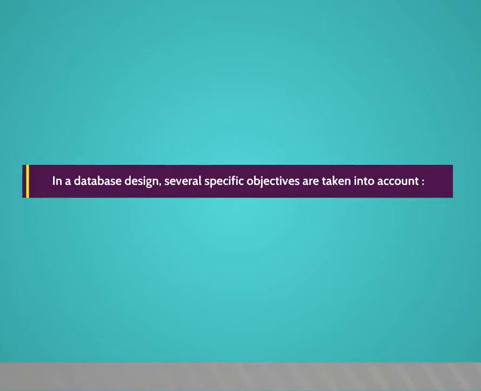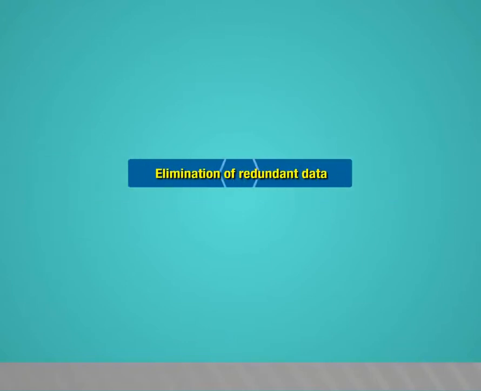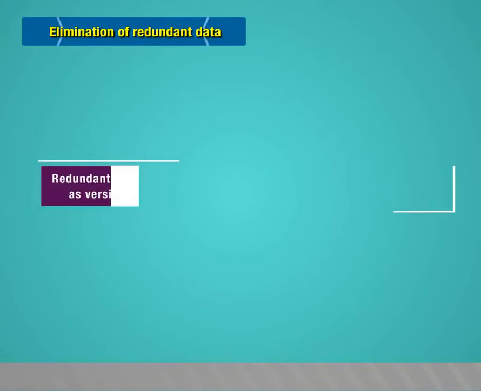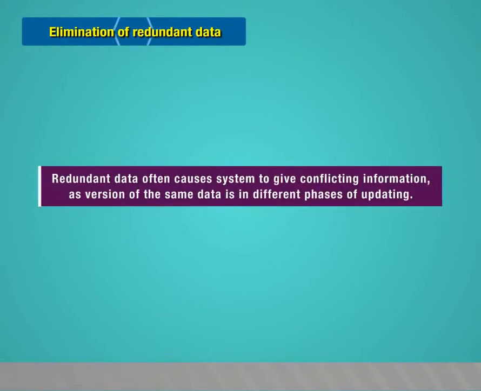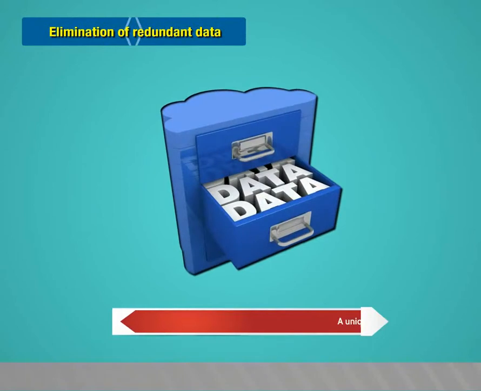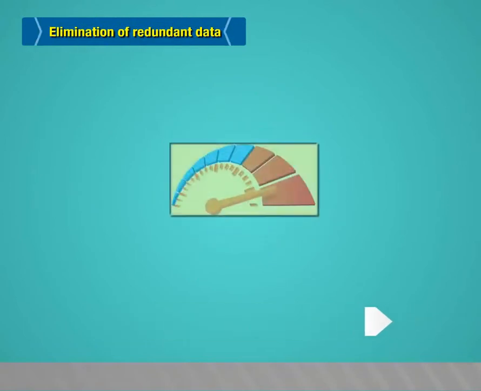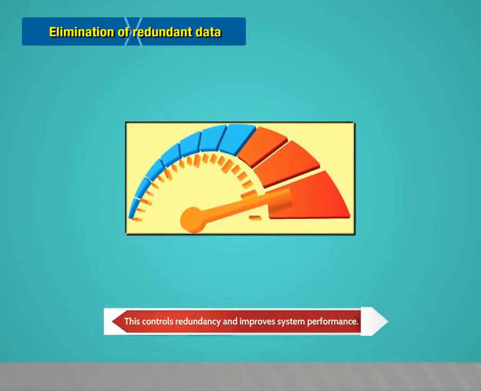In a database design, several specific objectives are taken into account. Elimination of redundant data. Redundant data often causes the system to give conflicting information as versions of the same data are in different phases of updating. A unique aspect of database design is storing data only once. This controls redundancy and improves system performance.